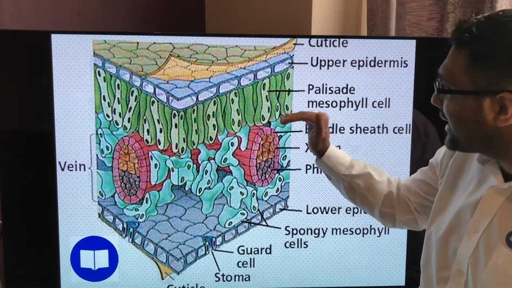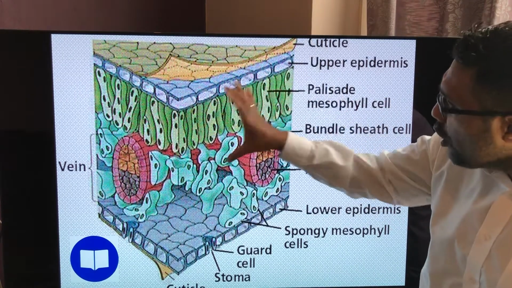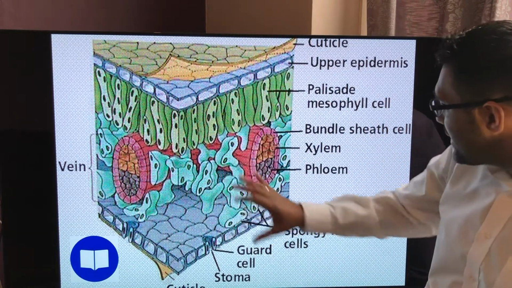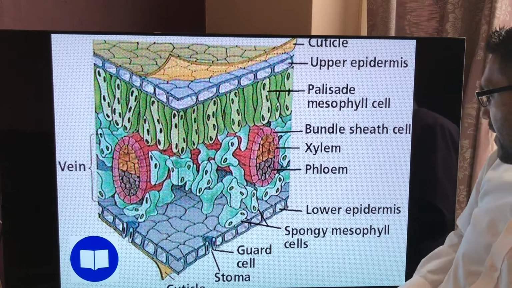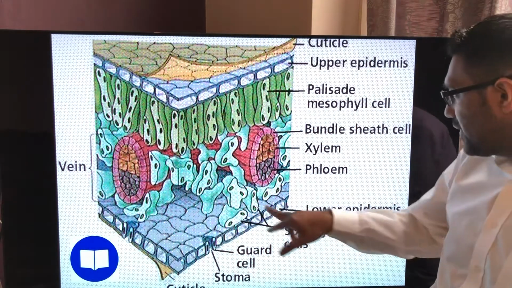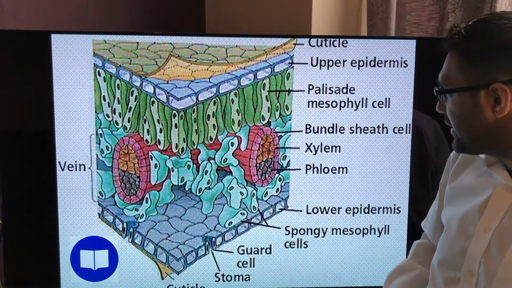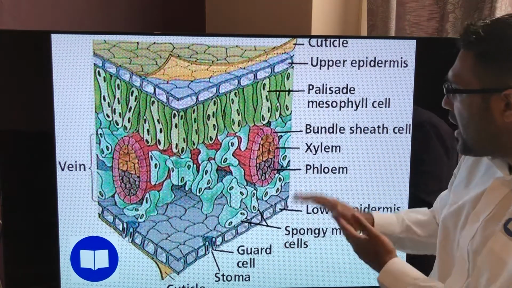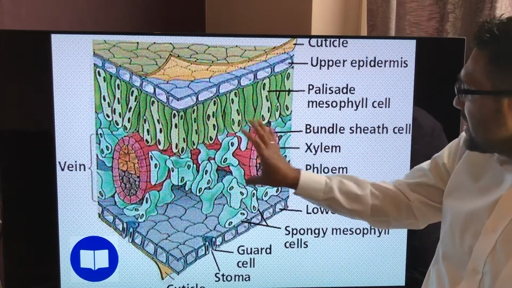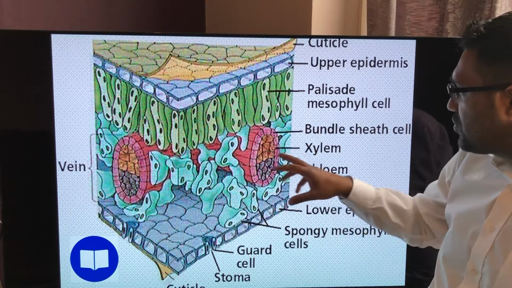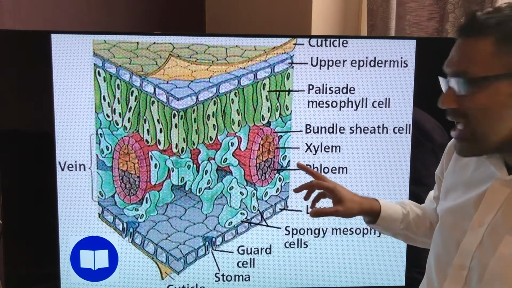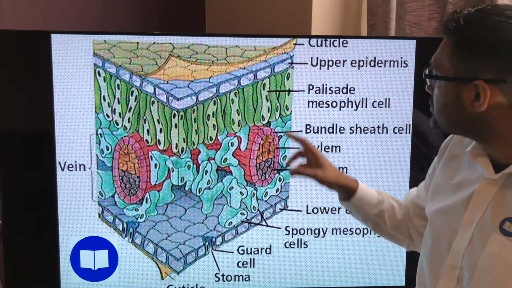So the palisade layer is that top layer, they're long and cuboidal, and the lower layer there is the spongy mesophyll layer. So they're irregular layers there. Again, it's the mesophyll, it's the middle layer. And within there, you've got the vascular bundles, and within the vascular bundles, in these veins, you've got the xylem and you've got the phloem.